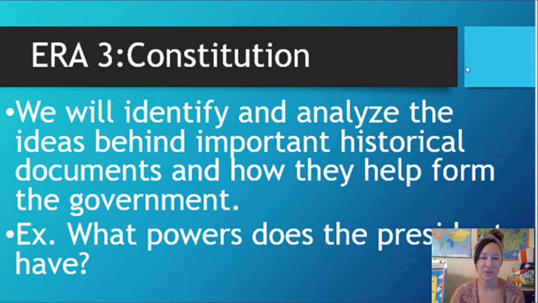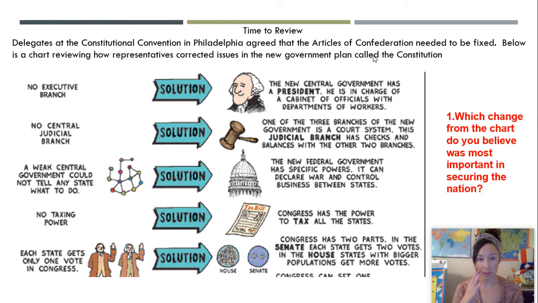We are in Era 3 of the Constitution, and we will be finishing it this week. This is the last couple of days that we're going to look at important historical documents and the big ideas behind them. So this past week, we looked at differences and changes between the Articles of Confederation, the first plan of government that didn't work, and how they formed the government into a new document called the Constitution. Delegates at the Constitutional Convention in Philadelphia agreed that the Articles of Confederation needed to be fixed. Below is a chart reviewing how representatives corrected issues in the new government plan called the Constitution.